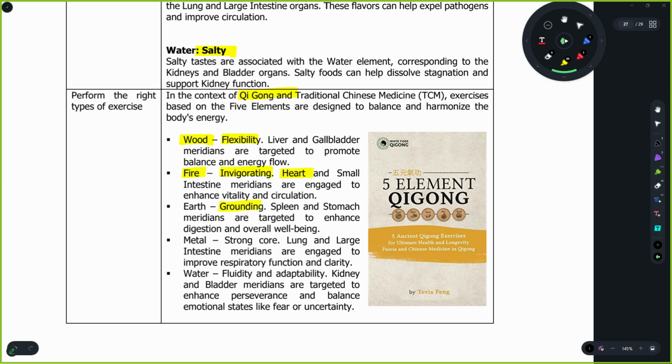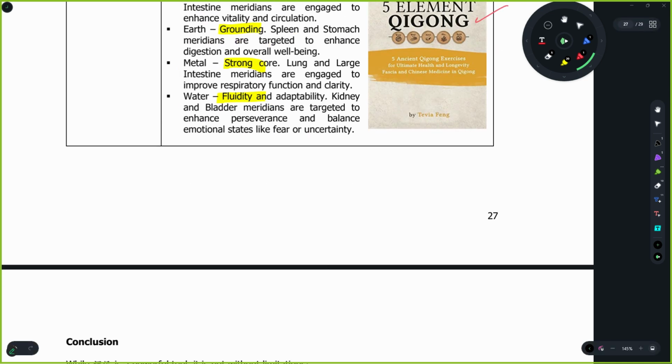Earth is more for grounding, more like calisthenics, more like building up your spleen and stomach area. Metal would be your core, and water would be fluid and adaptability. So indicating things like one of those Tabata type, fluid, adaptable, Zumba. So Zumba dance would be fluid and adaptable dancing. But anyway, this would be the use of a traditional Qigong exercise, the five element Qigong exercise, to emphasize or to introduce this part. So all in all, these are the remedies.